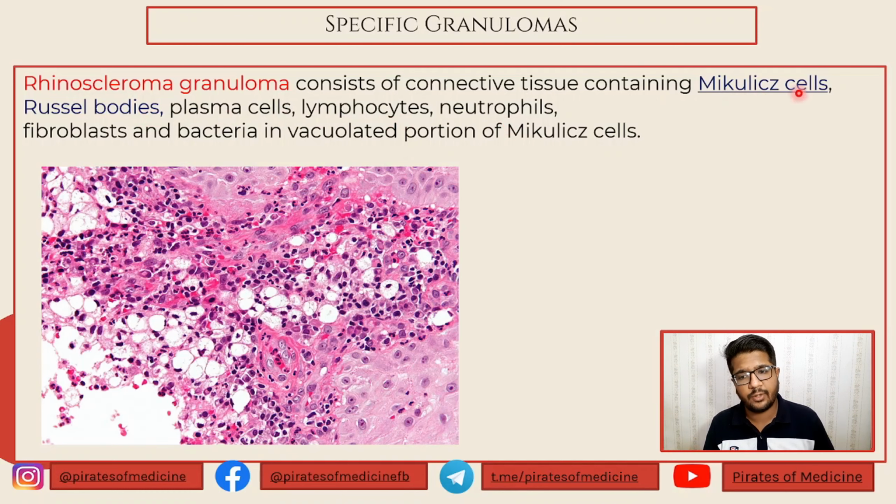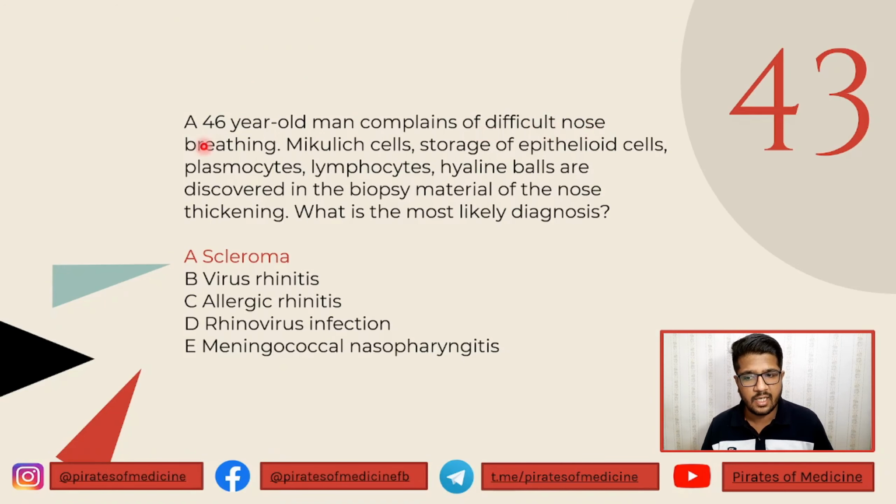Now, Mikulicz cells are important, and you can see over here they are characteristic. How they are different from other macrophages or from Russell bodies or Langhans cells is that they have this foamy cytoplasm. And this is characteristic of rhinoscleroma. So wherever you see Mikulicz cells mentioned, go for scleroma or rhinoscleroma. Rhino in Latin corresponds to nose. In the patient, you can see that there is difficult nose breathing, and the biopsy was taken from the nose. So here we have rhinoscleroma or scleroma.